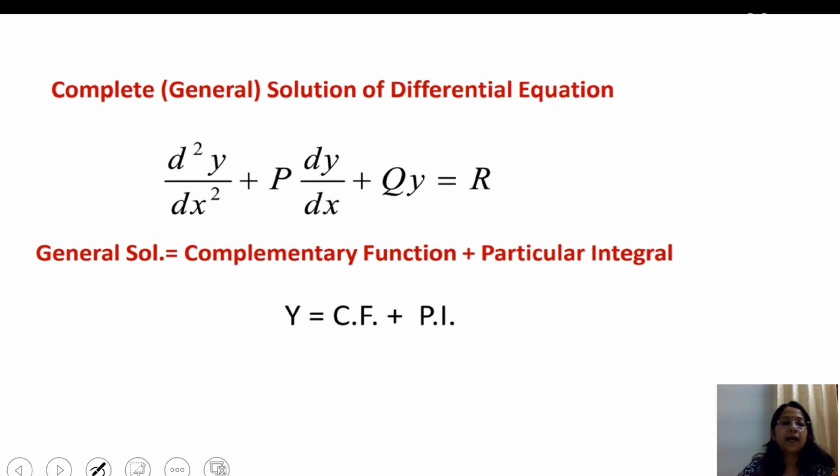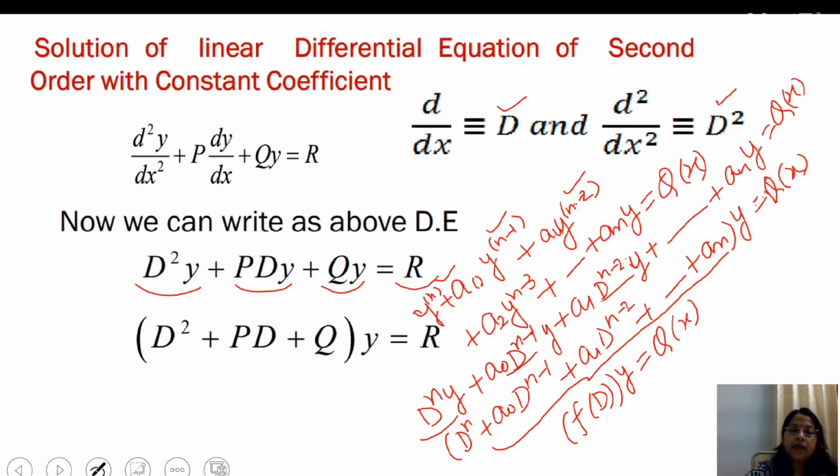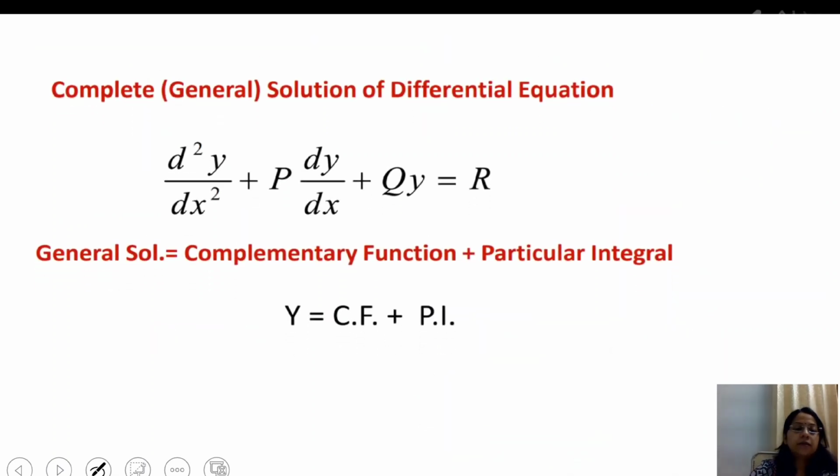Right. So I was telling that whenever we are solving the differential equation, we need to have its general solution or complete solution. That contains two parts. One is the complementary function, which is the solution of the left hand side part, and the other is the particular integral, which is the solution of the right hand side part. Okay, let's understand how we are going to find out the CF and PI.